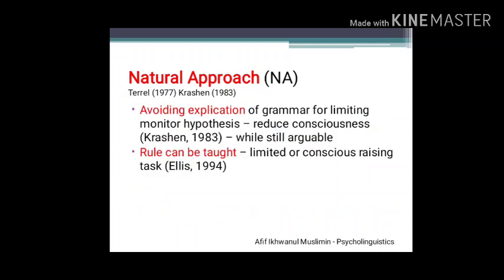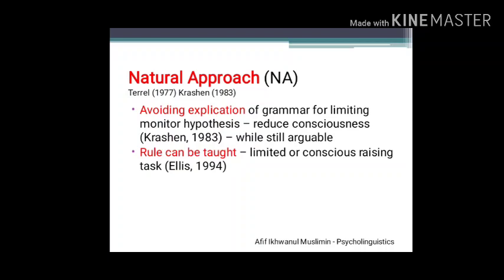The next one, avoiding explanations of grammar to limit the monitor hypothesis. What is called the monitor hypothesis? It is about the way we recognize whether the language we use has an error or mistake or not. Just like when we say, I spoke English every day, we can recognize that the use of spoke here is wrong, so we have to use speak because this is a habit. So it means that our monitor hypothesis works.